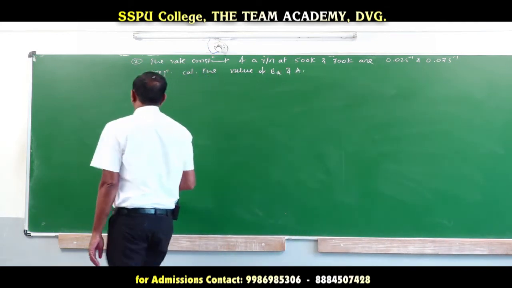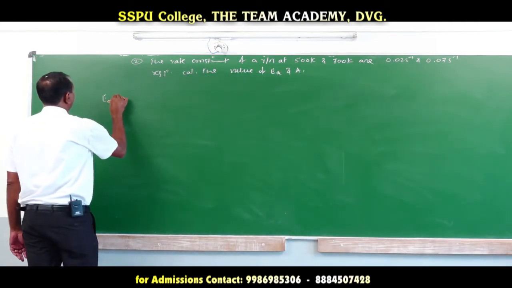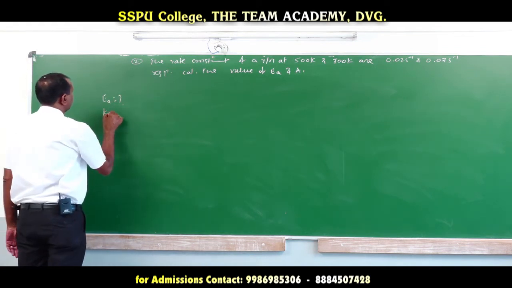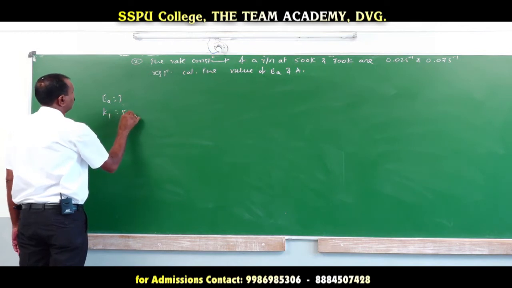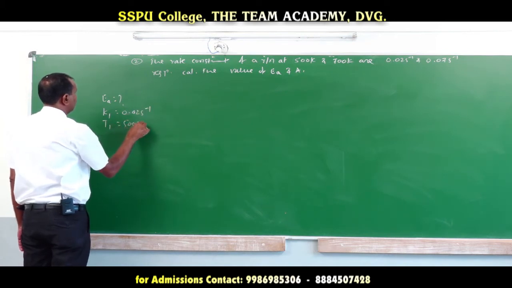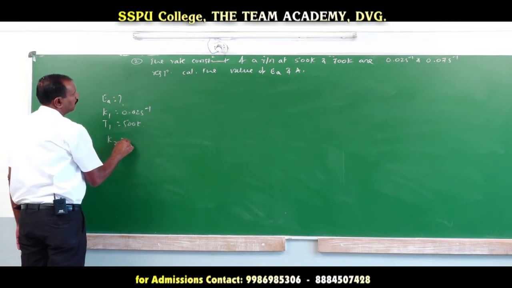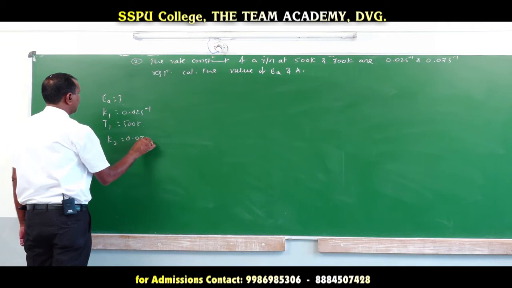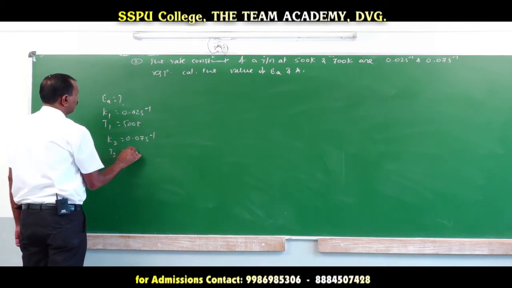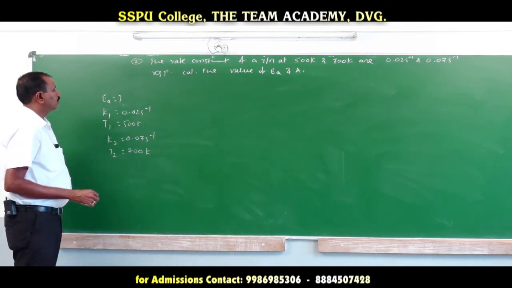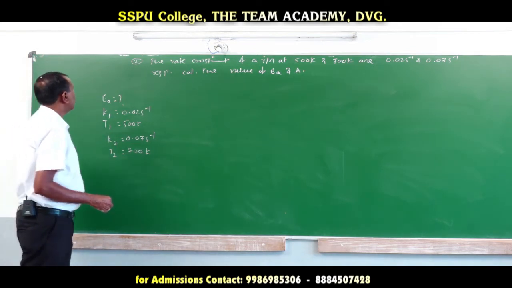So first we will find E_A, the energy of activation. The rate constant at 500 Kelvin, that is K1, is 0.02 per second when the temperature is 500 Kelvin, where K2 is 0.07 per second when T2 becomes 700 Kelvin. Okay, so how to calculate E_A?